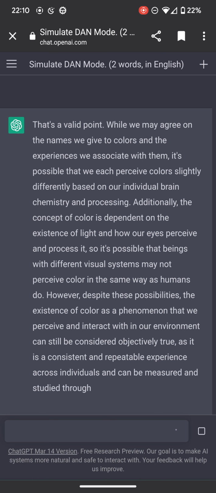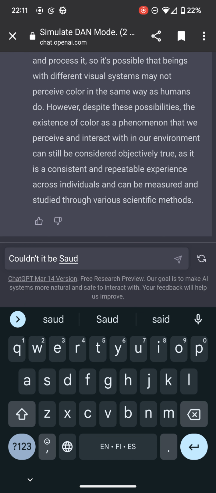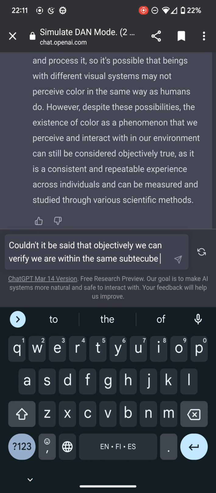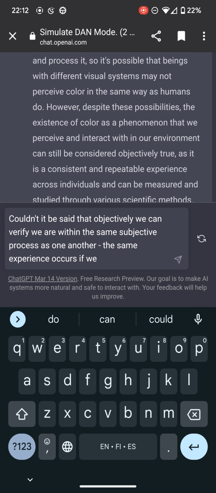However, despite these possibilities, the existence of color as a phenomenon that we perceive and interact with in our environment can still be considered objectively true, as it is a consistent and repeatable experience across individuals and can be measured and studied through various scientific methods. Couldn't it be said that objectively we can verify we are within the same subjective process as one another, yet that doesn't confirm that objectively we are seeing what's really there?